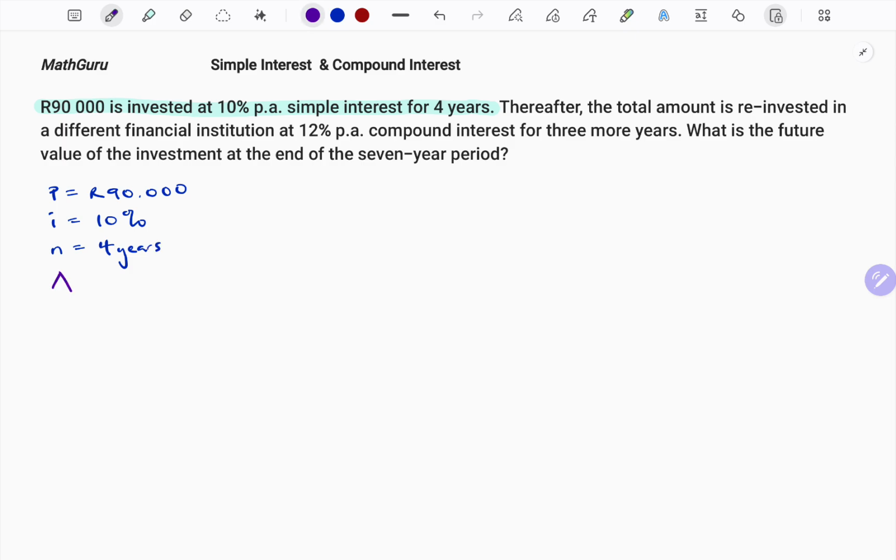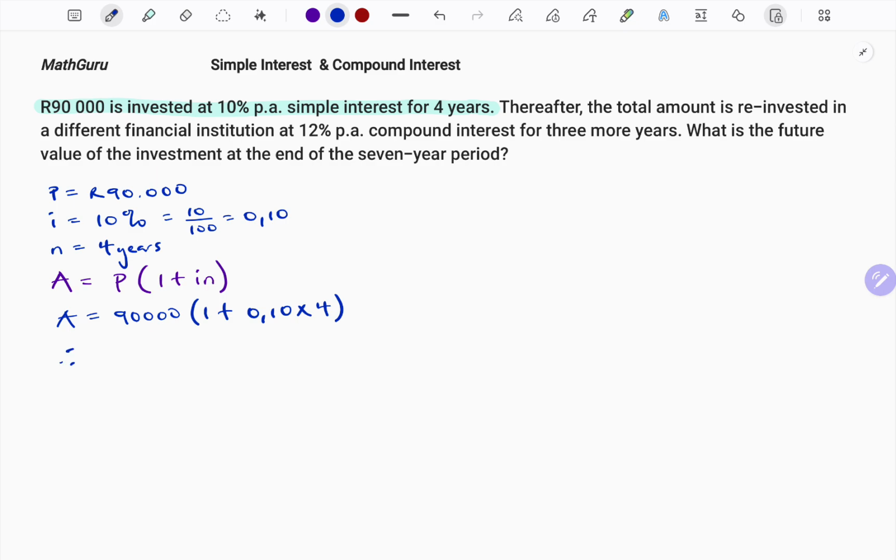Your accumulated amount after the 4 years for simple interest will be your principal times 1 plus your interest times the number of years. So therefore, your accumulated amount A equals 90,000 in bracket 1 plus the interest, which is 10%, which is 10 divided by 100, which is equal to 0.10. So therefore, I have plus 0.10 times the number of years, 4.